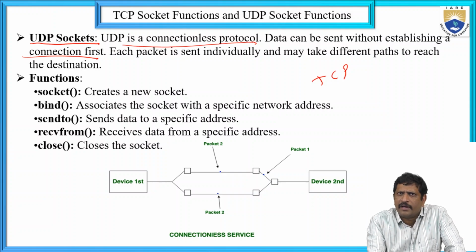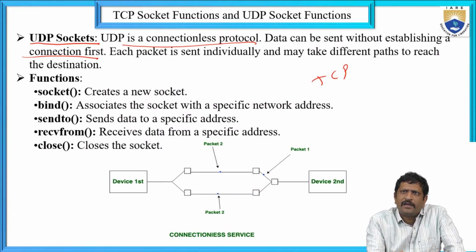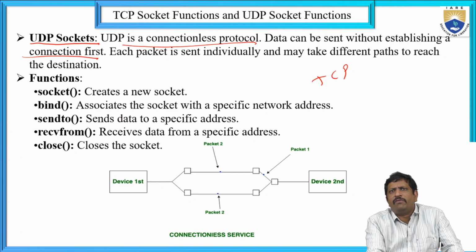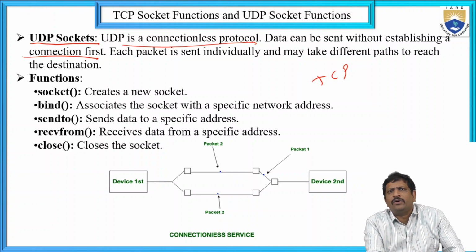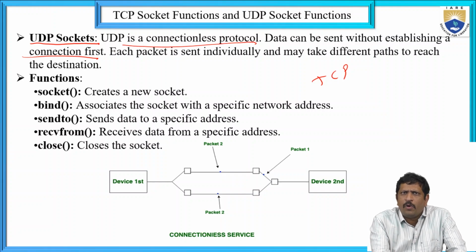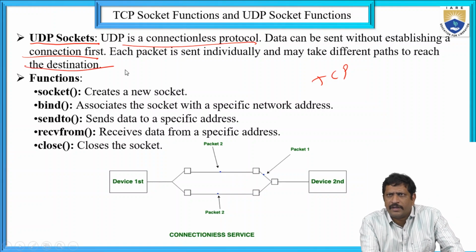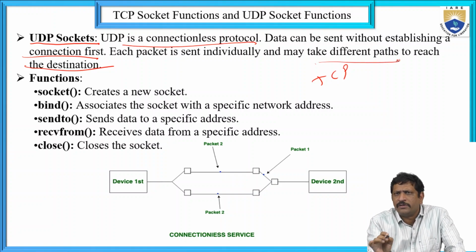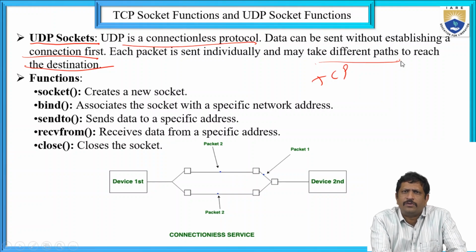Without establishing a connection, with the help of the IP address and port number, we send the data directly to the required device. Each packet is sent individually and may take different paths to reach the destination. A number of paths can be considered, and among them we take the shortest path.